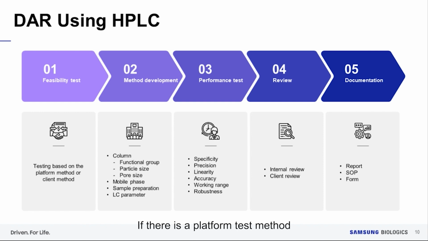If there is a platform test method or a customer test method, we perform a feasibility test using this method and then optimize the method for developing under the following conditions. First parameter can be a column screening, considering functional group of resin and particle size and pore size of resin. Next, the mobile phase will be optimized.